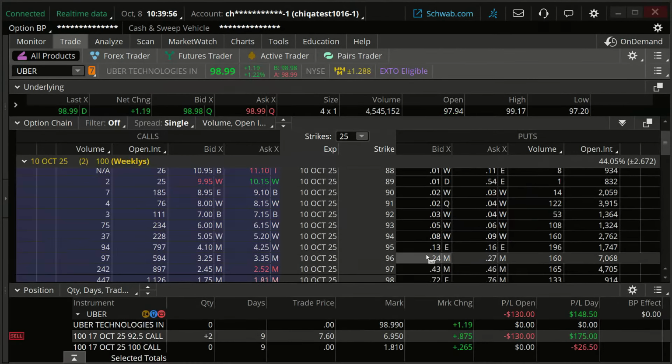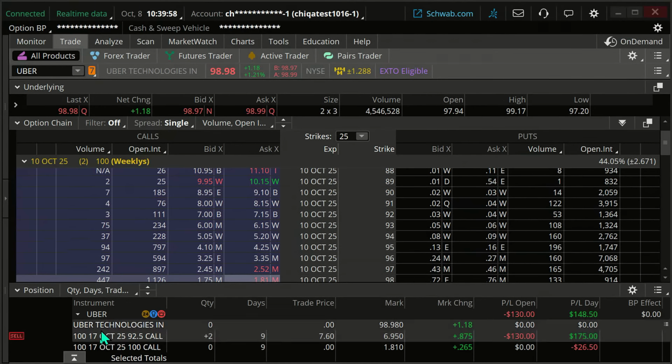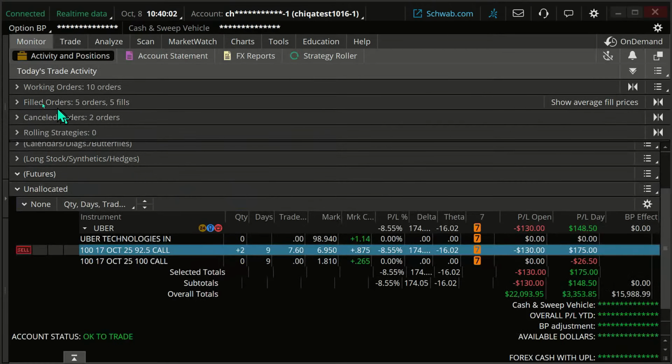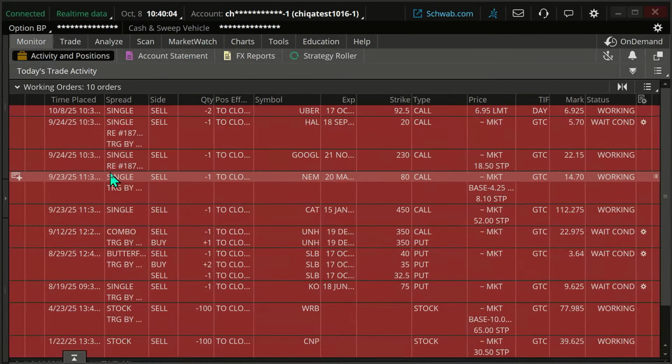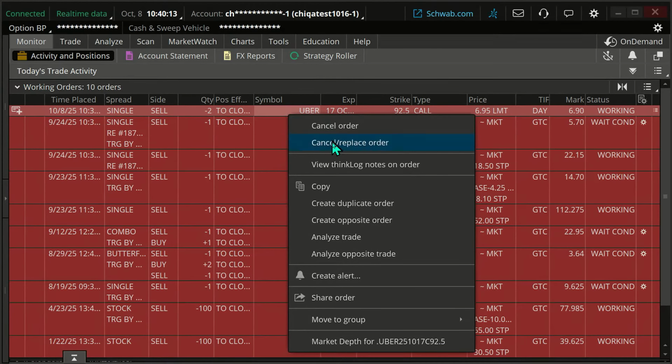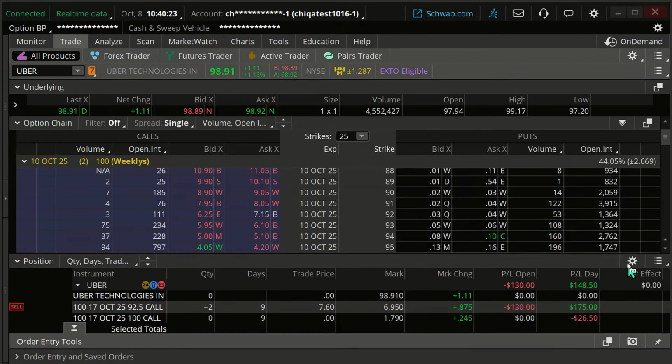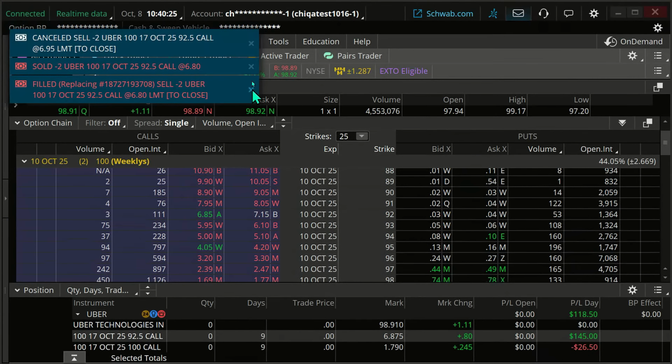And it hasn't filled yet. We'll give it a sec. Normally I'd probably just wait a little bit longer on this. But if you're waiting and you're going like, I want to get this filled, just right click on it, cancel and replace that order, and you can tweak the price a little bit here. Let me just do that. That should fill. There we go. We're out of Uber. Okay. So there we go.